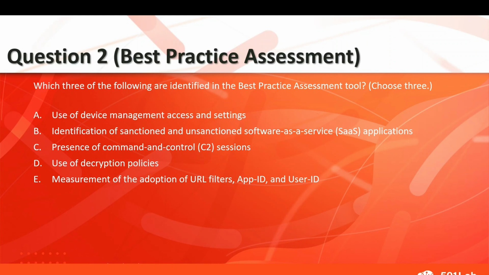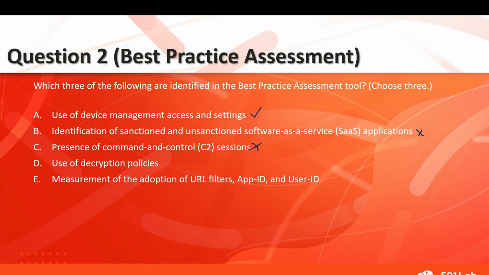From the previous explanation, now we can check each option as follows. A, use of device management and access settings. So this is the answer. We can check the device management and access settings from the best practice assessment tool. And then B, identification of sanctioned and unsanctioned software as a service. It's not the answer. And C, presence of command and control, C2, sessions. It's also not the answer.